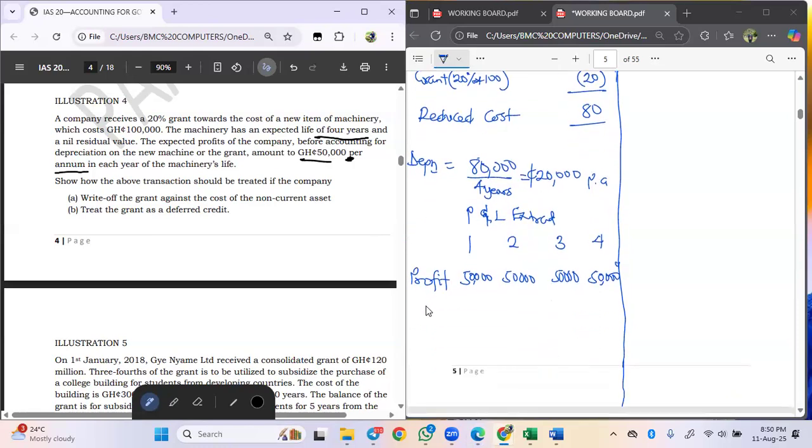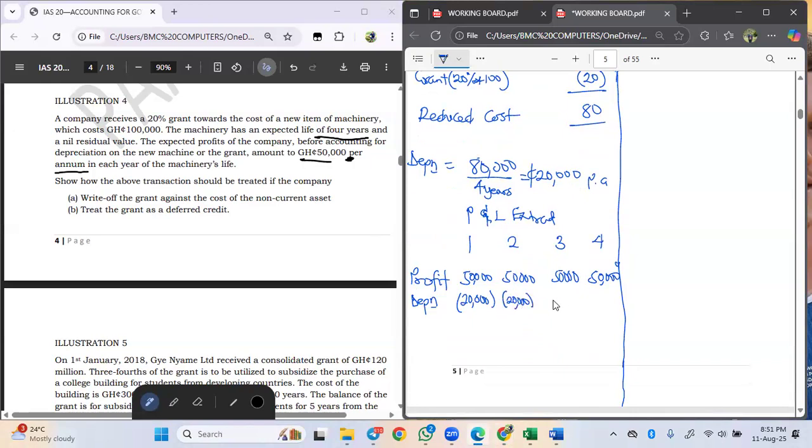All right. Now we have depreciation, which is our expense. You know that we subtract depreciation from the profit. Depreciation we got is 20,000 per annum. So what will be our profit before tax, the revised profit? It's 30,000 throughout.